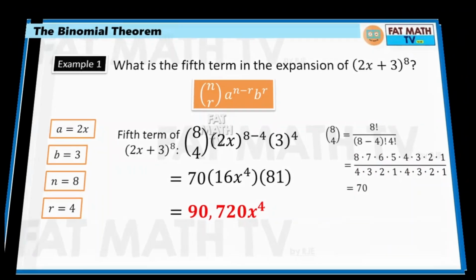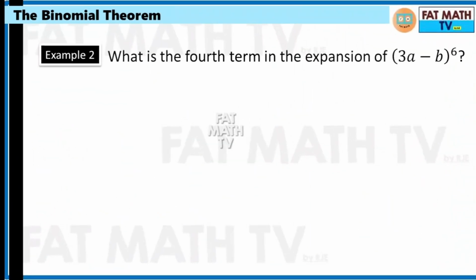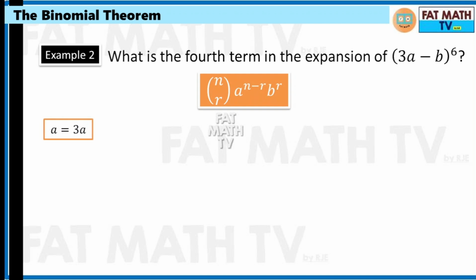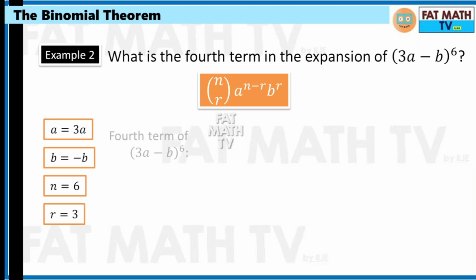Let us have another example. What is the fourth term in the expansion of (3a - b) raised to 6? We will use the same formula. We only have one formula here, but our a, b, n, and r are changing. So a is 3a here, the first term of the binomial. The second term of the binomial will be our b in the formula, and the exponent is n. Since we are looking for the fourth term, we will use r equals 3.